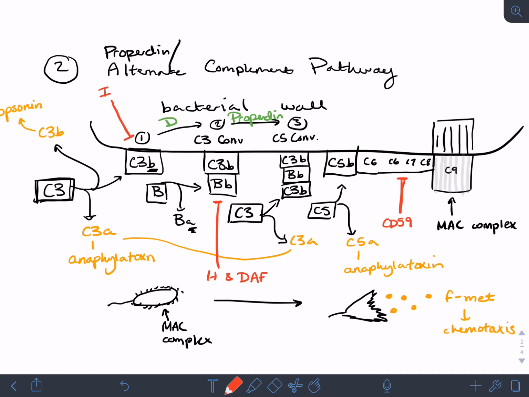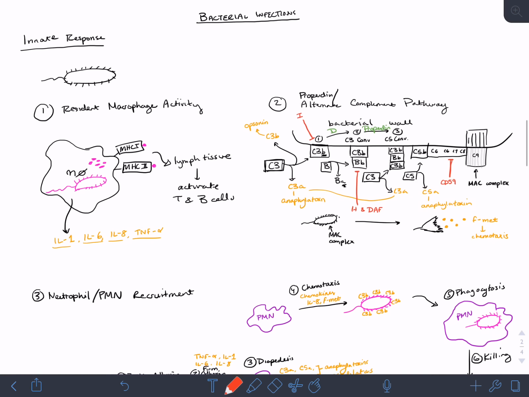So if a cell has CD59 on it, it's going to prevent the MAC complex from forming. Okay? And that's essentially all there is to bacterial infection.